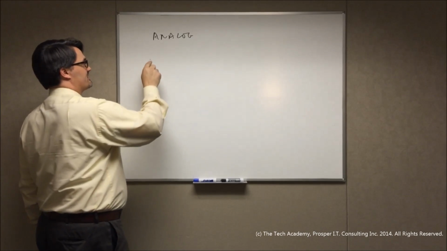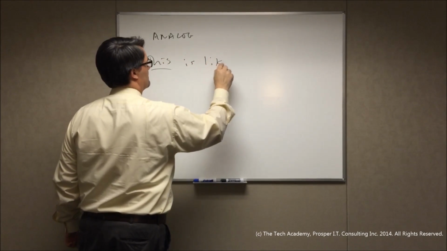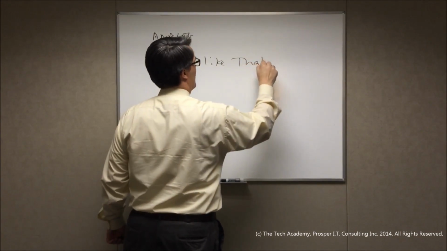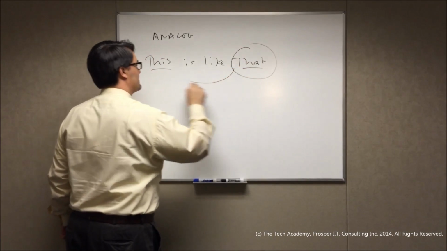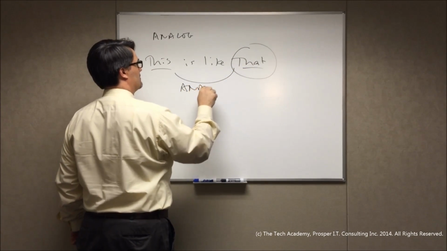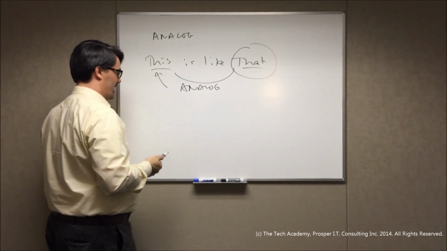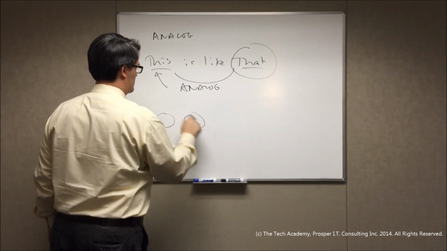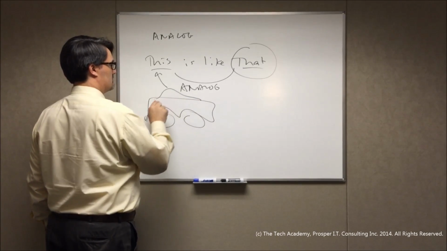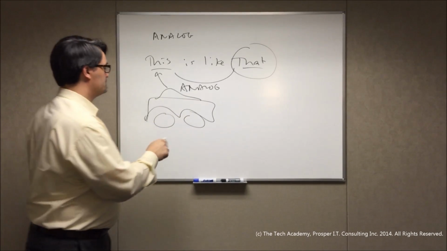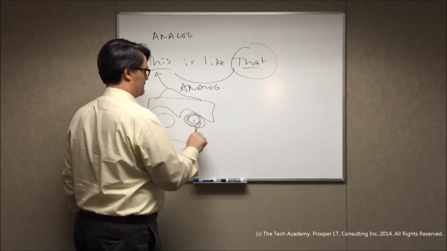An analog is basically saying this is like that. So that is an analog of this. An example. You get a car, it's going down the road. Phenomenal artwork, I know. And the wheels are turning around and around and around.